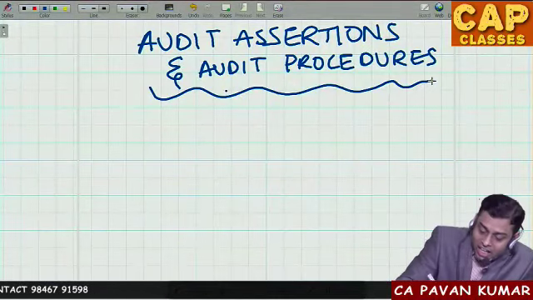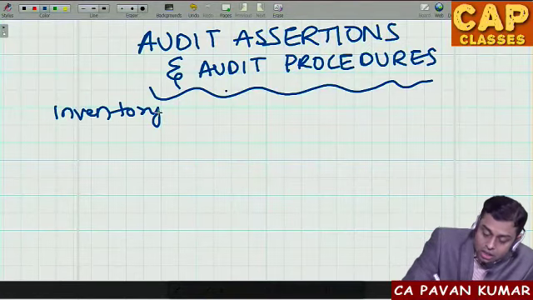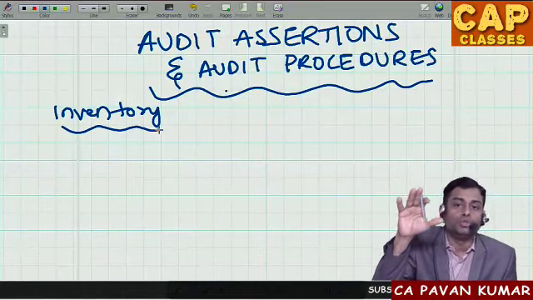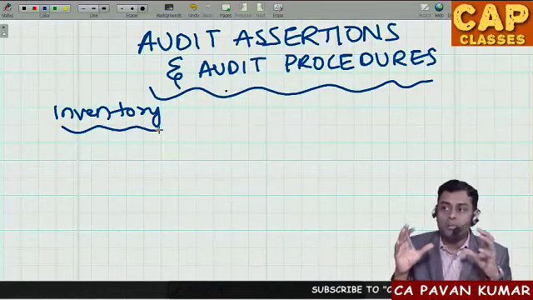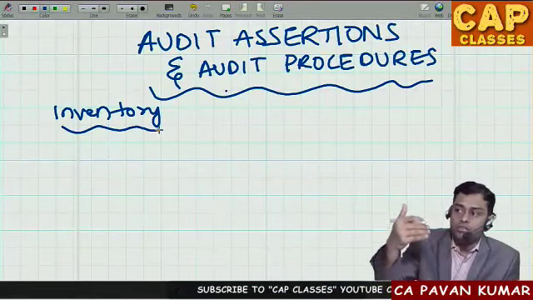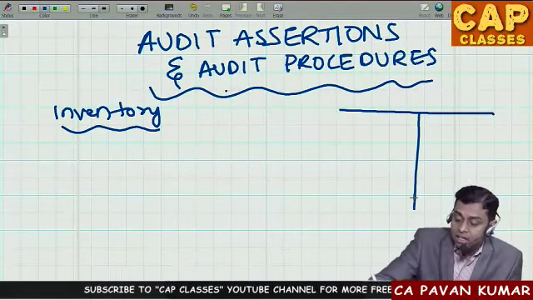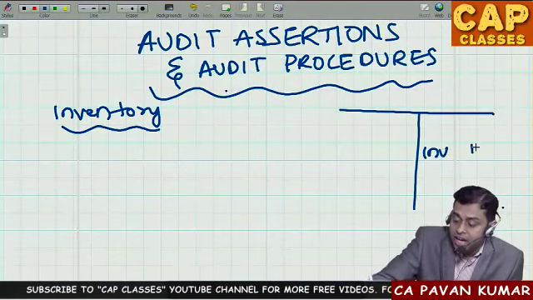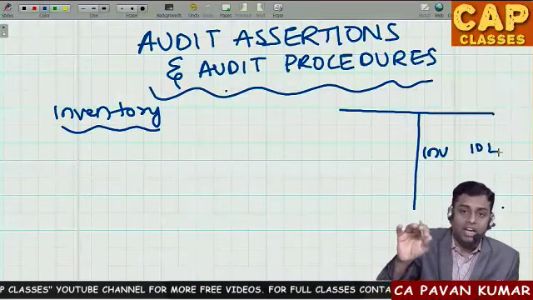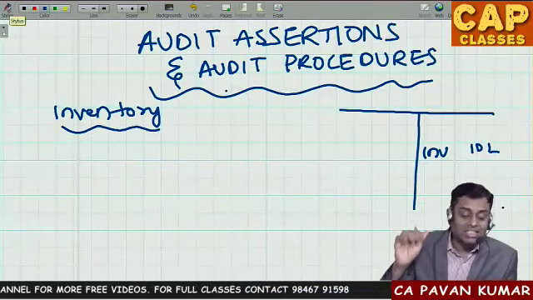So consider inventory. To verify inventory, what is the procedure you choose? Visualize a situation where you are conducting an audit of a client. You went to the client's premises. In the balance sheet of the client, there is one item, inventory, 10 lakhs. So how will you verify inventory? How will you verify this 10 lakhs?